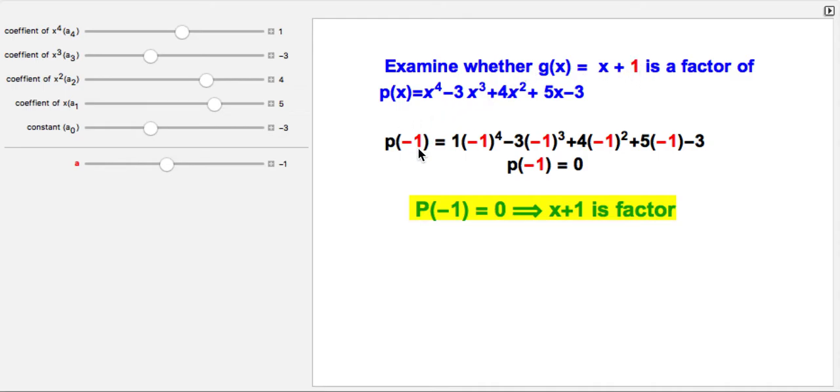So we have p of negative 1 equals negative 1 to the fourth minus 3 times negative 1 cubed plus 4 times negative 1 squared, plus 5 times negative 1 minus 3. And when you solve all this and simplify it, we find that p of negative 1 equals 0, so x plus 1 is a factor.